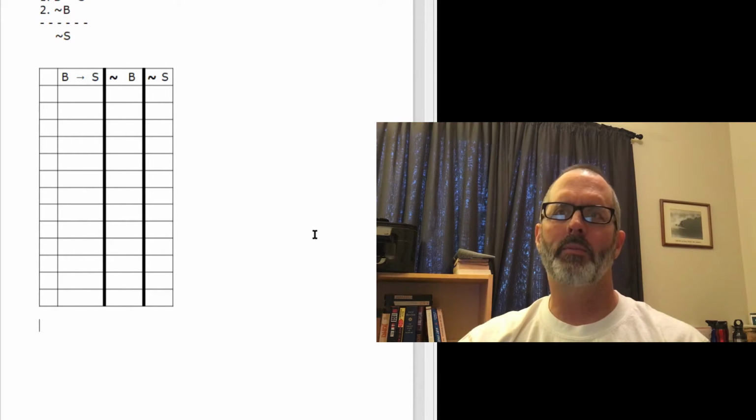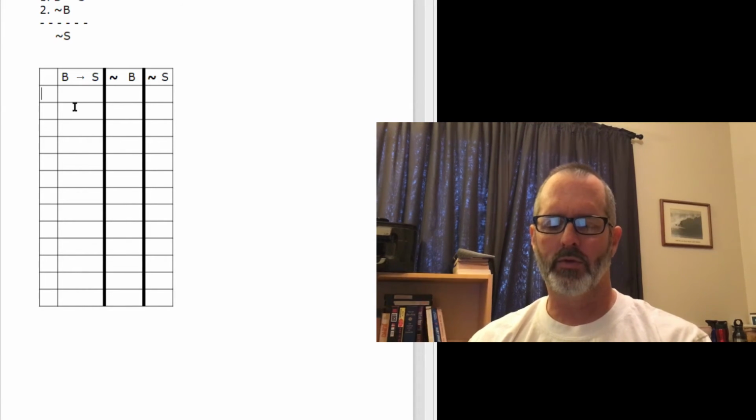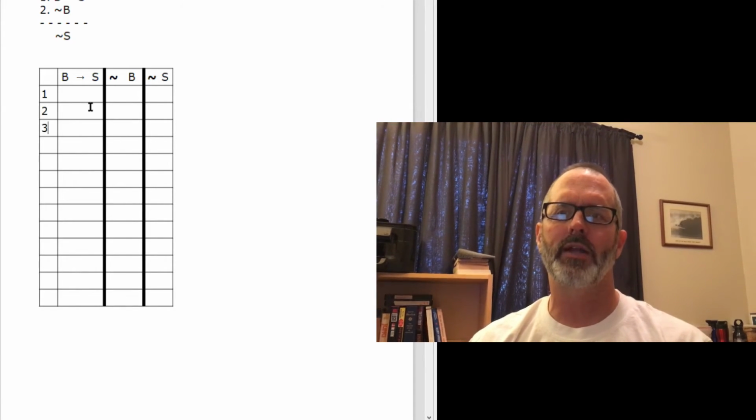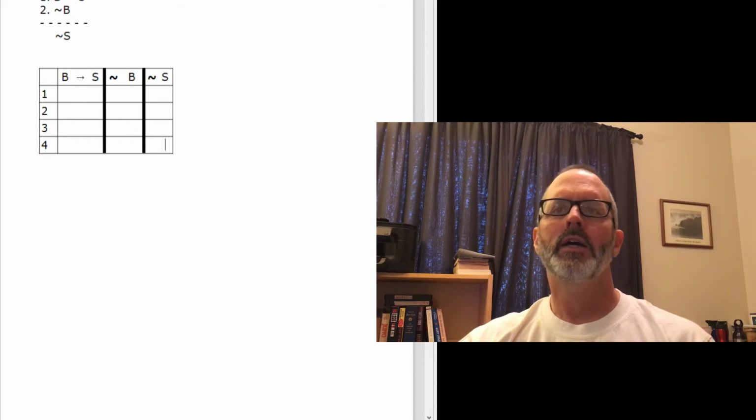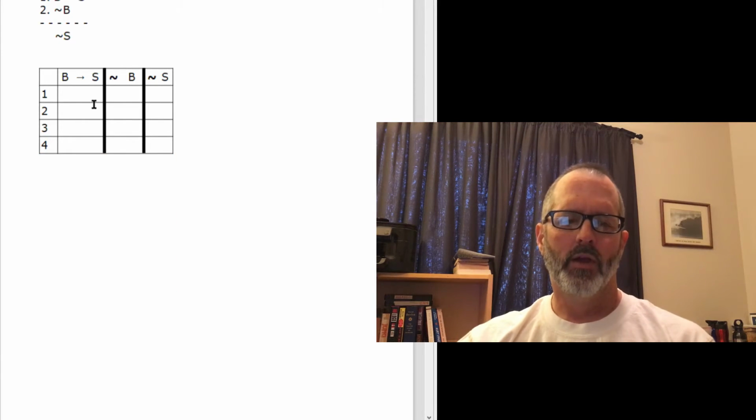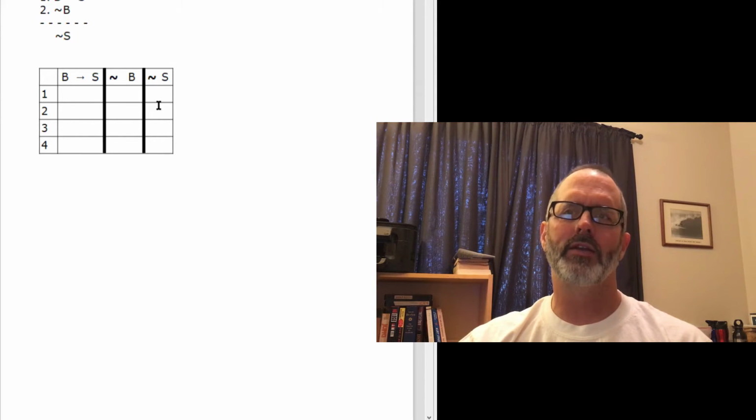Now I determine the number of rows. There are only 2 sentence letters, so I will only need 4 rows in my table. I will not need all these other rows. Sorry, let me just get rid of those really quickly. Good. So, what do? We now need to fill in all possible values under our sentence letters.